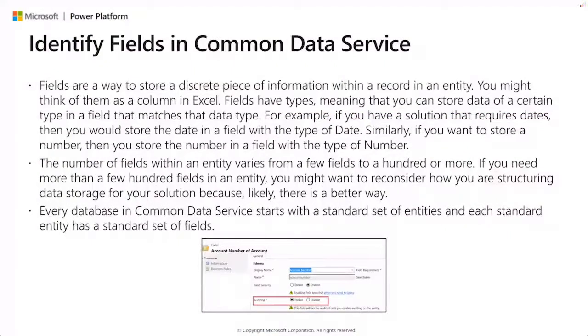Different fields in the CDS are a way to store a discrete piece of information within the record in an entity. You might think of them as columns in Excel. So fields have types, meaning that you can store data of a certain type in a field that matches that data type. For example, if you have a solution that requires dates, then you would store that date in a field with the type date. Similarly, if you want to store a number, then you store the number in a field with the type number.